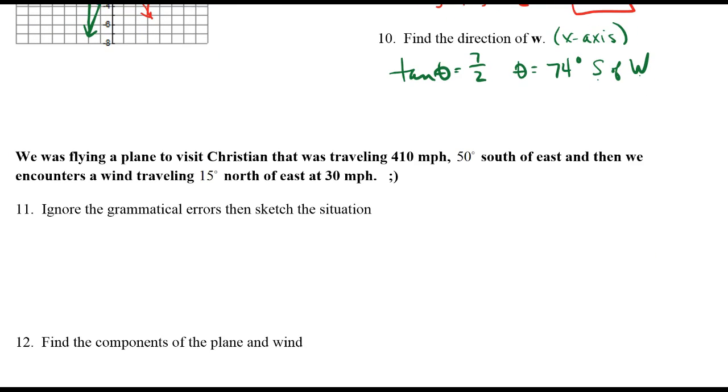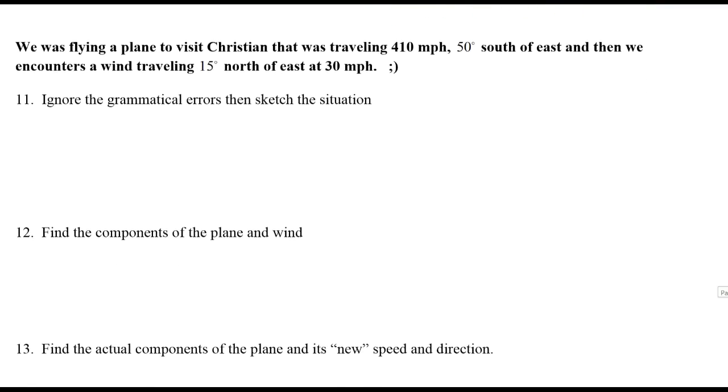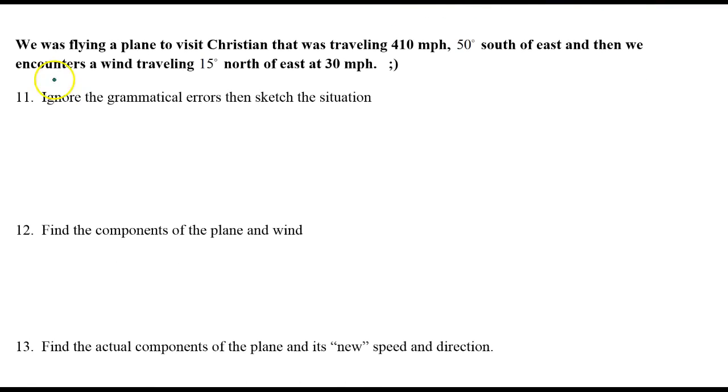And now the fun one. Okay. So, yeah, I did that on purpose. If you didn't catch that, ignore the grammatical errors. Okay, so we've got a plane. And, okay, so the plane is going 410 miles per hour at 50 degrees south of east.